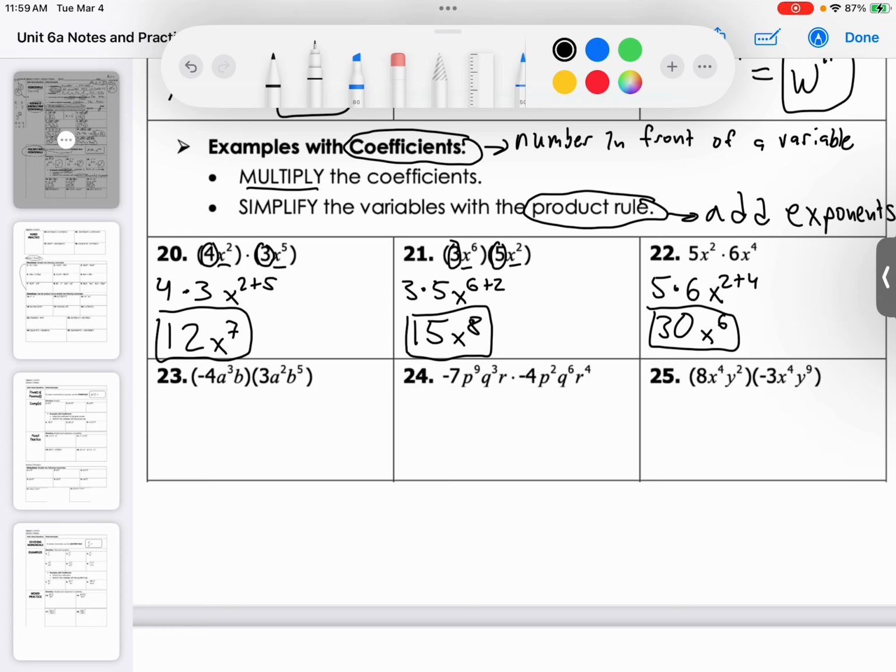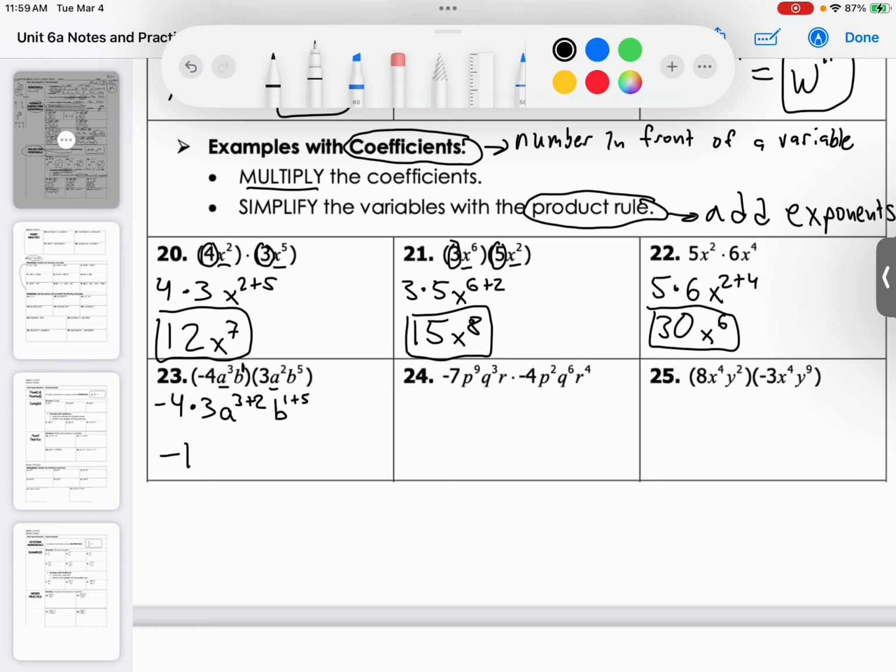I'm still going to start with the numbers in front, the coefficients. So negative 4 times 3. Then I would take a cubed and a squared, so this would be a to the power of 3 plus 2. Then for the b's, this first b has an exponent of 1, then I have an exponent of 5, so 1 plus 5.